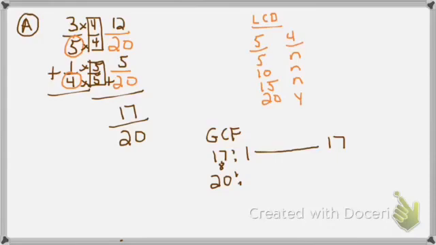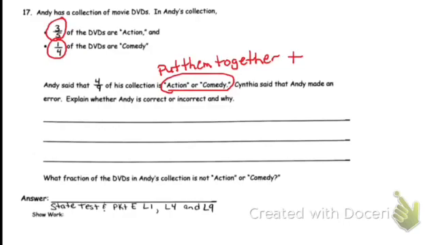Well, is 17 a factor of 20? Does 17 go into 20? No, it does not. So my GCF is 1, and if my GCF is 1, my fraction is done. Therefore, 17/20 is already fully simplified. So it said to explain whether Andy is correct or incorrect and why, and if he said 4/9 of his collection is action or comedy, we know that it was 17/20, I'm going to say Andy is not correct.